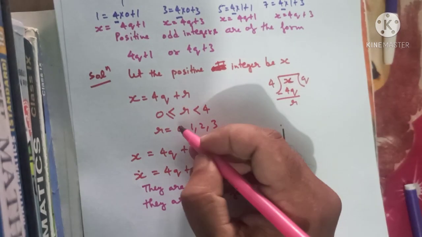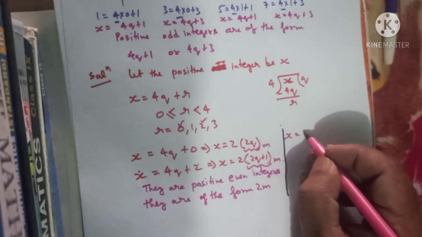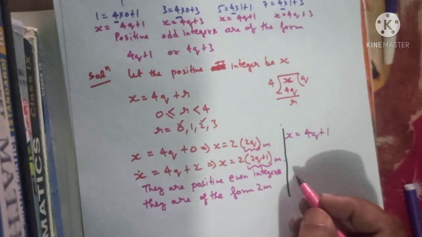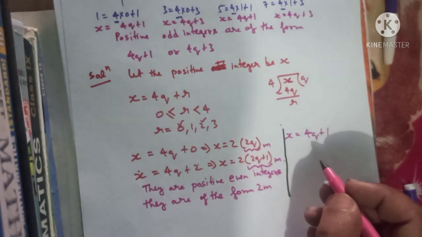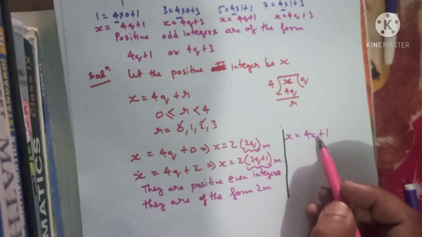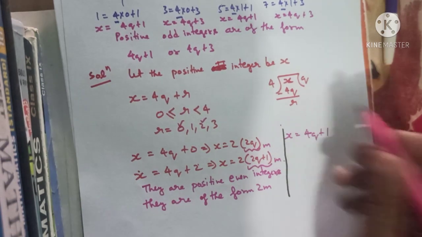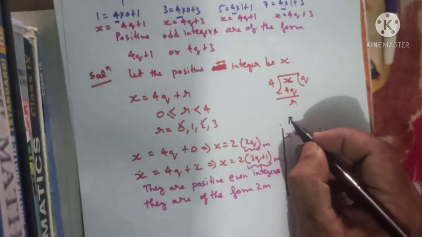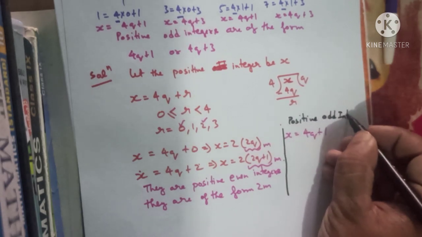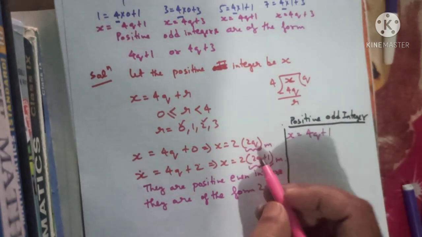So we have discussed 0, and we have discussed 2. Now what if the remainder is 1, so x is equal to 4q plus 1. We cannot take 2 as common from this. That means it is not divisible by 2, so this is a positive odd integer.